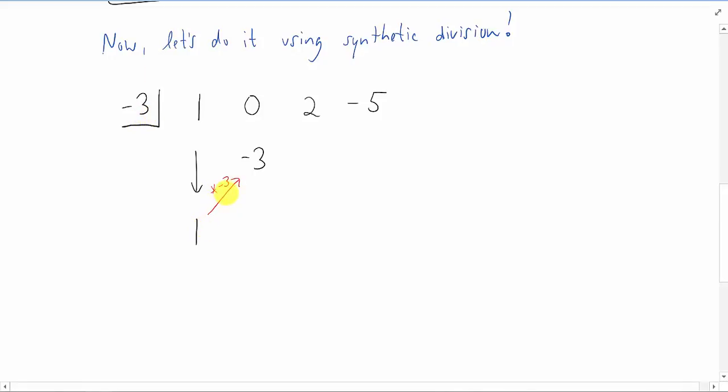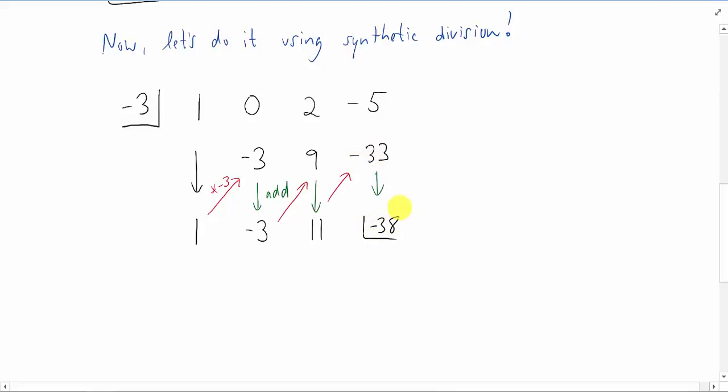So 1 times -3 is -3. Then we're going to add. In this case, we have 0 plus -3. That's going to give us -3. Again, we're going to multiply that number in the bottom row by what's in the box. -3 times -3 is 9. We're going to add 2 plus 9 is 11. We're going to multiply that number by -3, and we're going to add -5 plus -33 is -38.